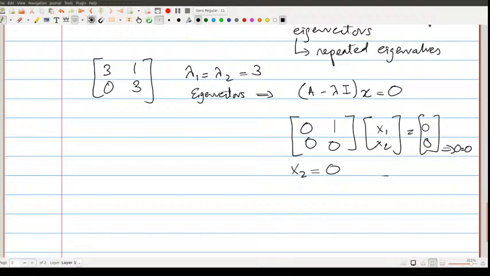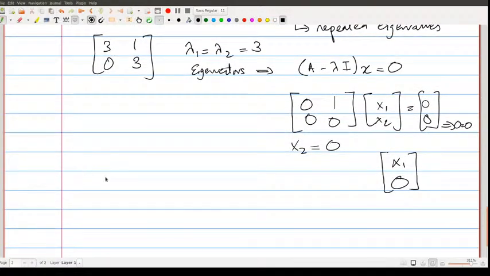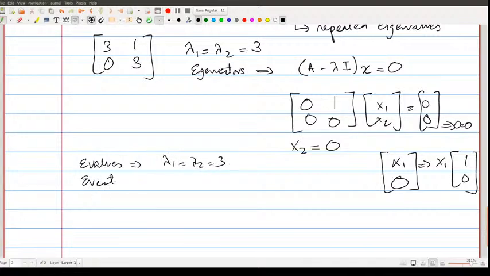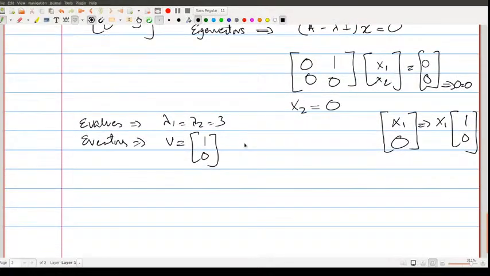So my eigenvector is just x1 times 1, 0, which can be anything but with a 0 on the second entry. So the only eigenvector that I have: the eigenvalues are lambda 1 equals lambda 2 equals 3, but the eigenvector is v equals 1, 0. Right, so I don't have a nice matrix in this family. There's no diagonal matrix that I can make it similar to. I can imagine a diagonal matrix, but it won't be similar to that, right?